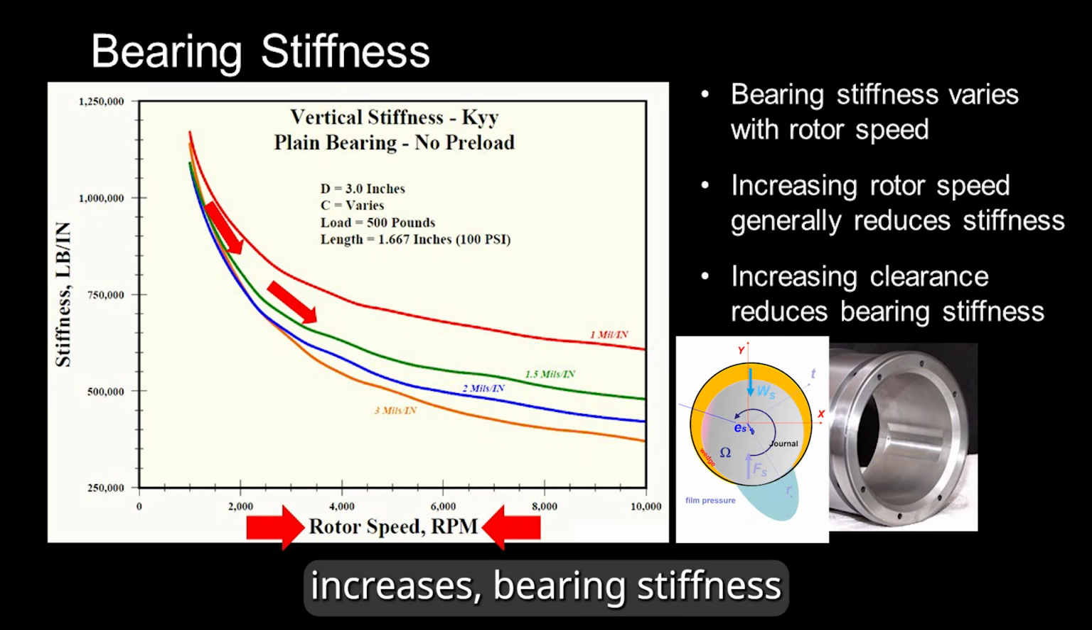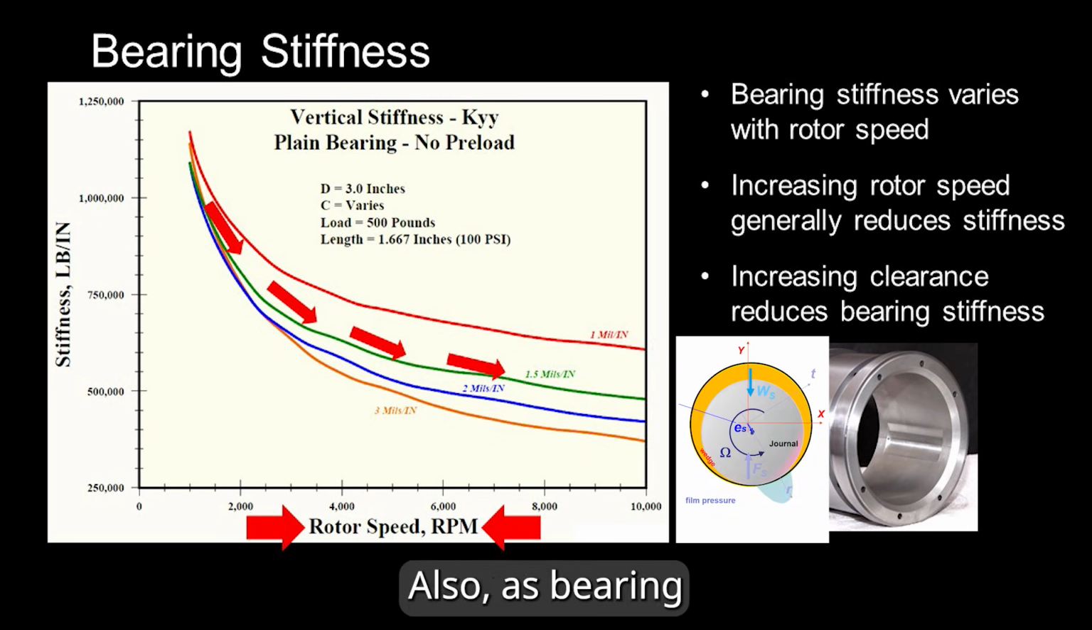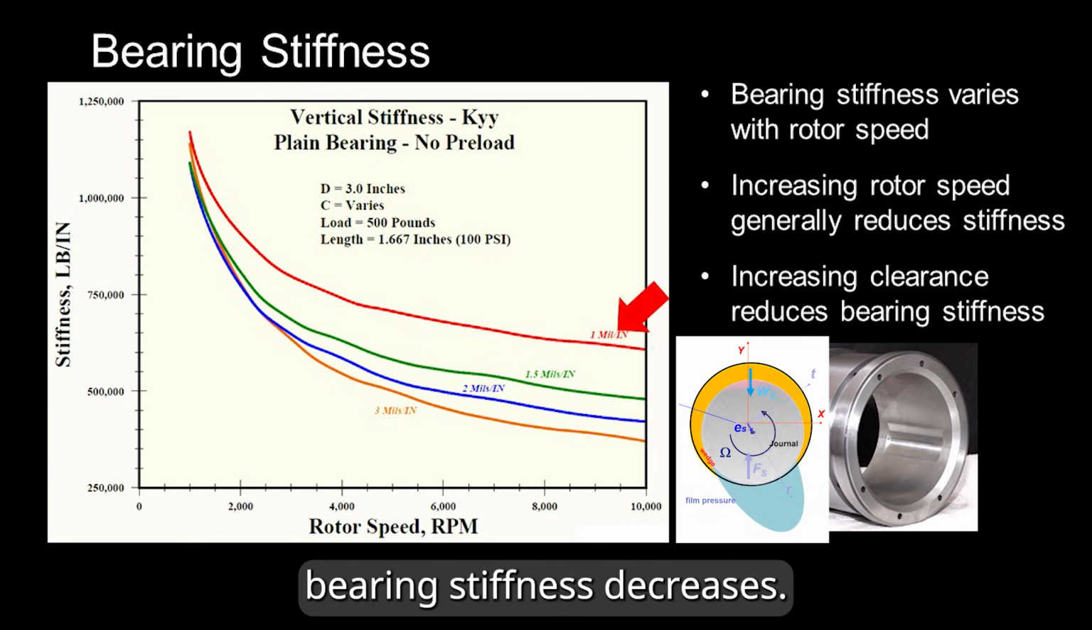As rotor speed increases, bearing stiffness generally decreases. Also, as bearing clearance increases, bearing stiffness decreases.